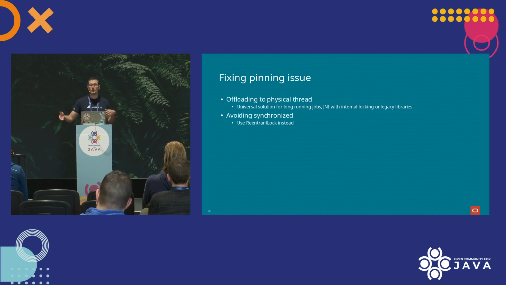There is some CPU intensive task. You are mining bitcoins in your Java application, for example. That's actually a good use case for a physical thread, not for a virtual thread. So that's where you do the offloading. Or you can avoid synchronized. You can rewrite your code to use the ReentrantLock.